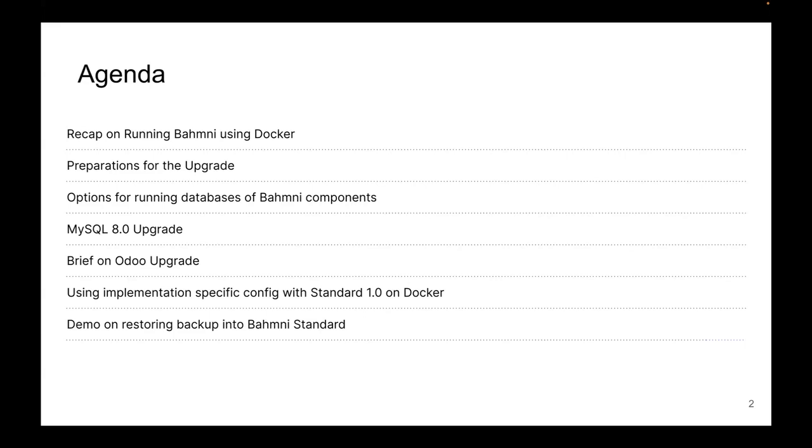Then next would be what are the different options that are possible when you are running Bahmni standard 1.0 for the databases. And then we'll talk about the MySQL 8.0 upgrade, which is coming in along with this Bahmni standard 1.2 release. And then a small quick brief on Odoo upgrade. What does it mean for an existing implementer migrating to Bahmni standard and what versions are supported?